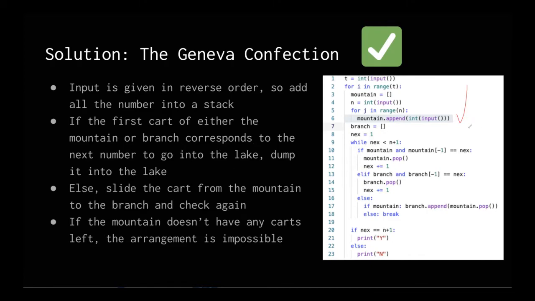You're going to push it if next is correct. Otherwise, you're going to slide the card from the mountain into the branch, right? Remember, because it isn't right, we're going to slide into the branch, and we're going to do that again. If the mountain doesn't have any cards left, we have to check whether the arrangement is possible or impossible, because if the mountain doesn't have any cards and the branch things don't match up, then the configuration would be impossible.